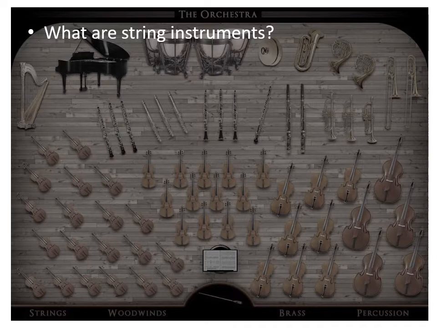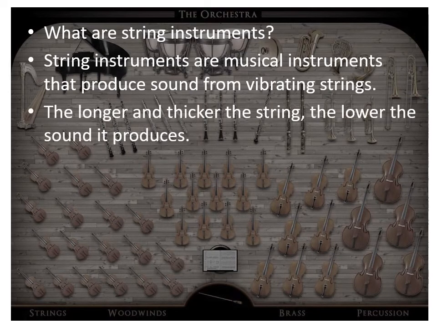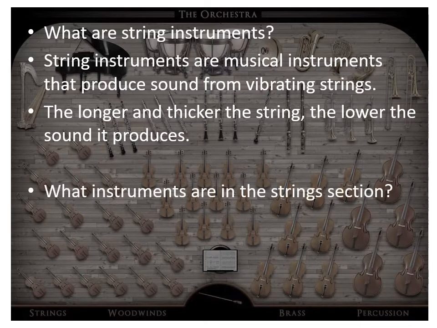So what exactly are stringed instruments? Stringed instruments are musical instruments that produce sound from vibrating strings. If you've ever played the guitar or seen someone play the guitar, you'll notice that the sound is created as the string vibrates. As soon as the person playing it puts their hand on the string to stop the vibration, the sound stops. It's exactly the same with our string instruments. The sound is produced by vibrating strings. The longer and the thicker the string, the lower the sound it produces.